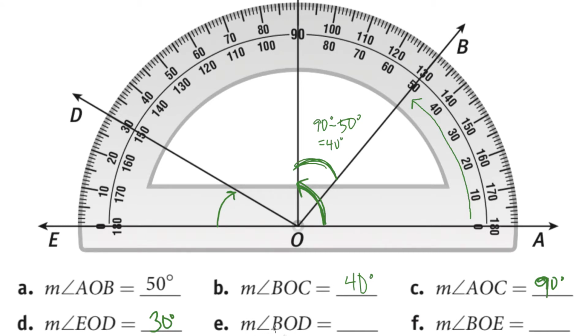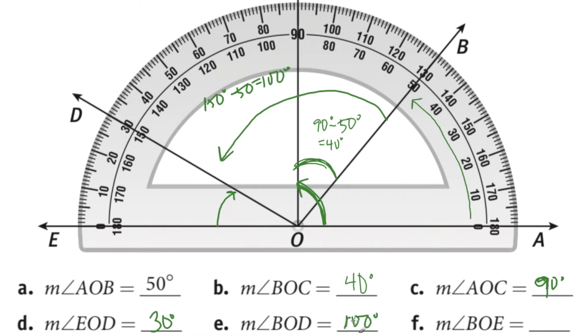What's the measure of angle BOD? BOD, so that's this one. We go from 50 all the way to 150. Oh, that's easy. That's 100 degrees. So 150, if you don't know, minus 50 is 100 degrees.